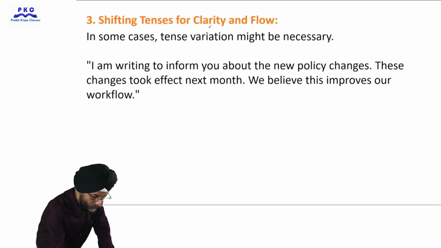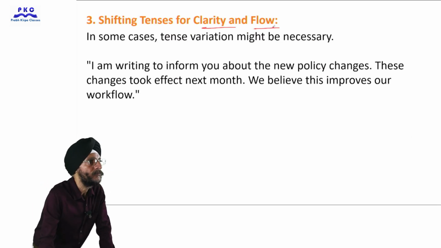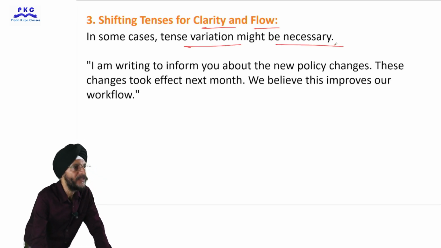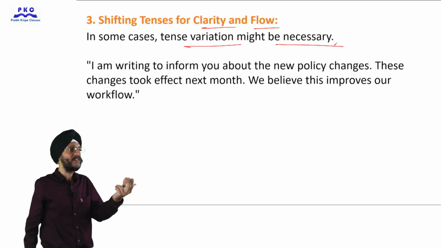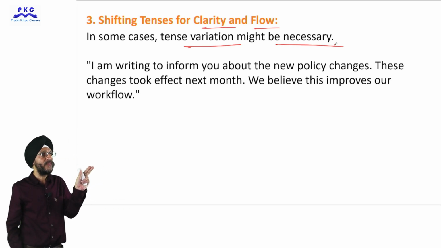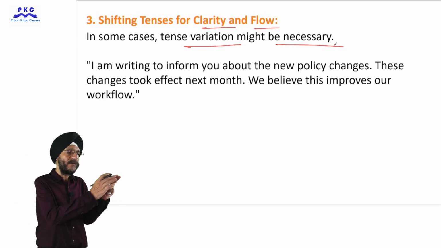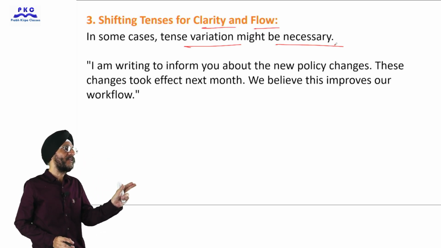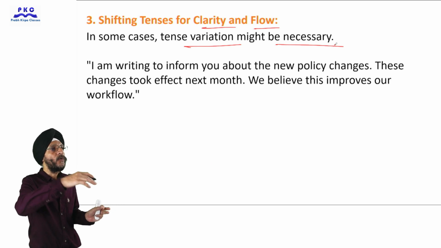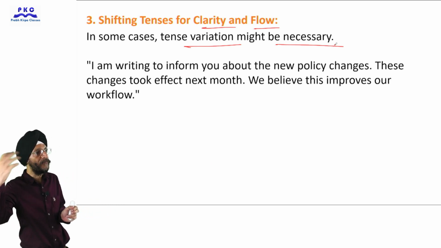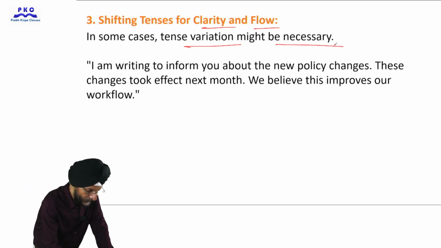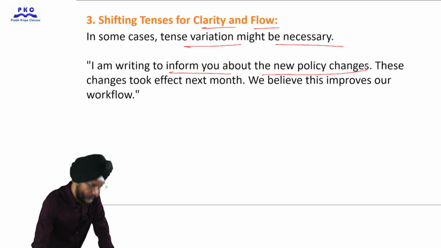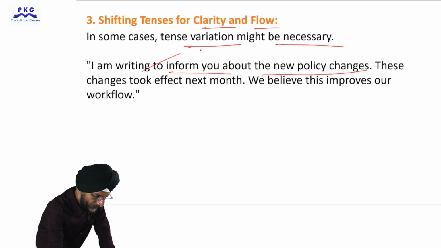Shifting tenses for clarity and flow. In some cases, tense variation may be necessary. It means that we are writing in present, and sometimes a shift in the tense may be required. That is, while writing in present, we may be required to write in past or in future. So here is an example. I am writing to inform you about the new policy changes. Here we are talking about present.